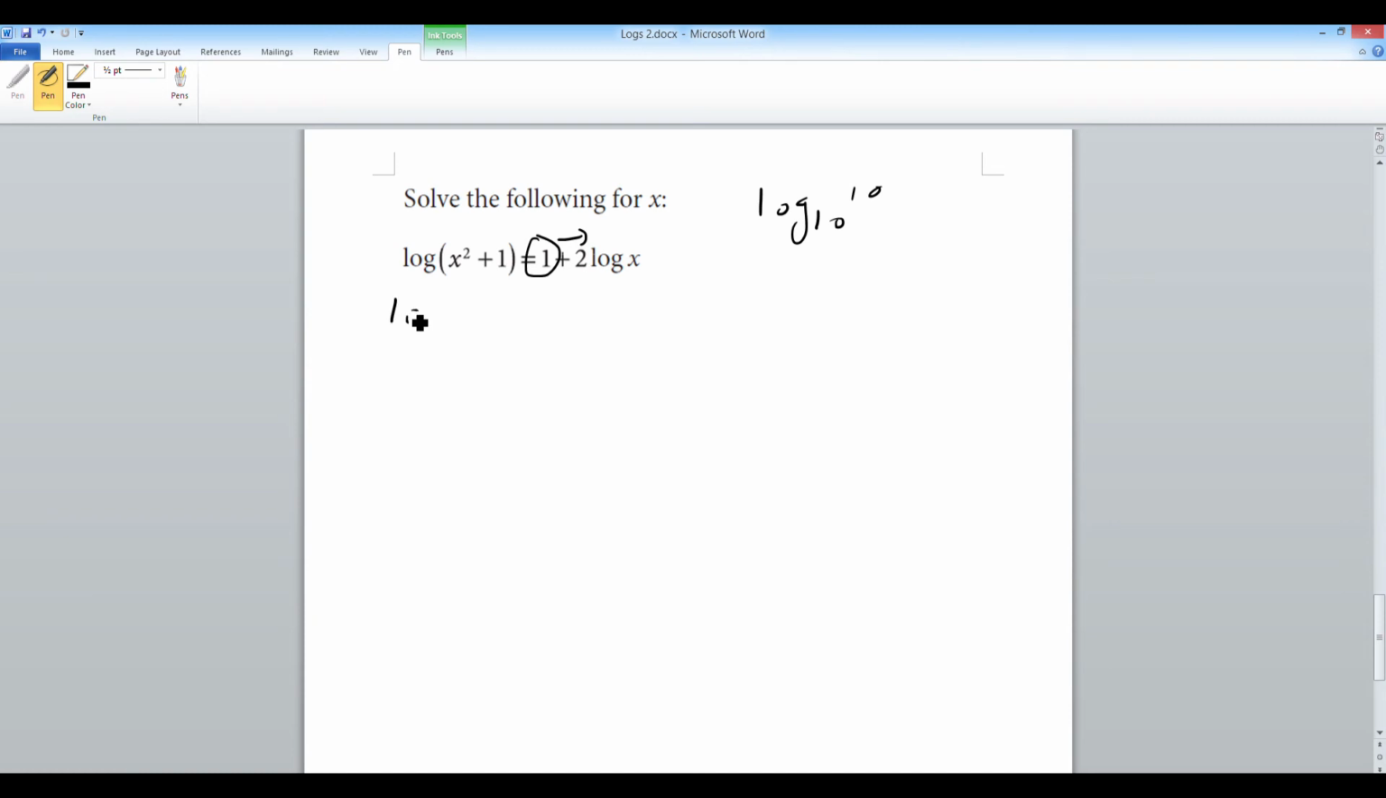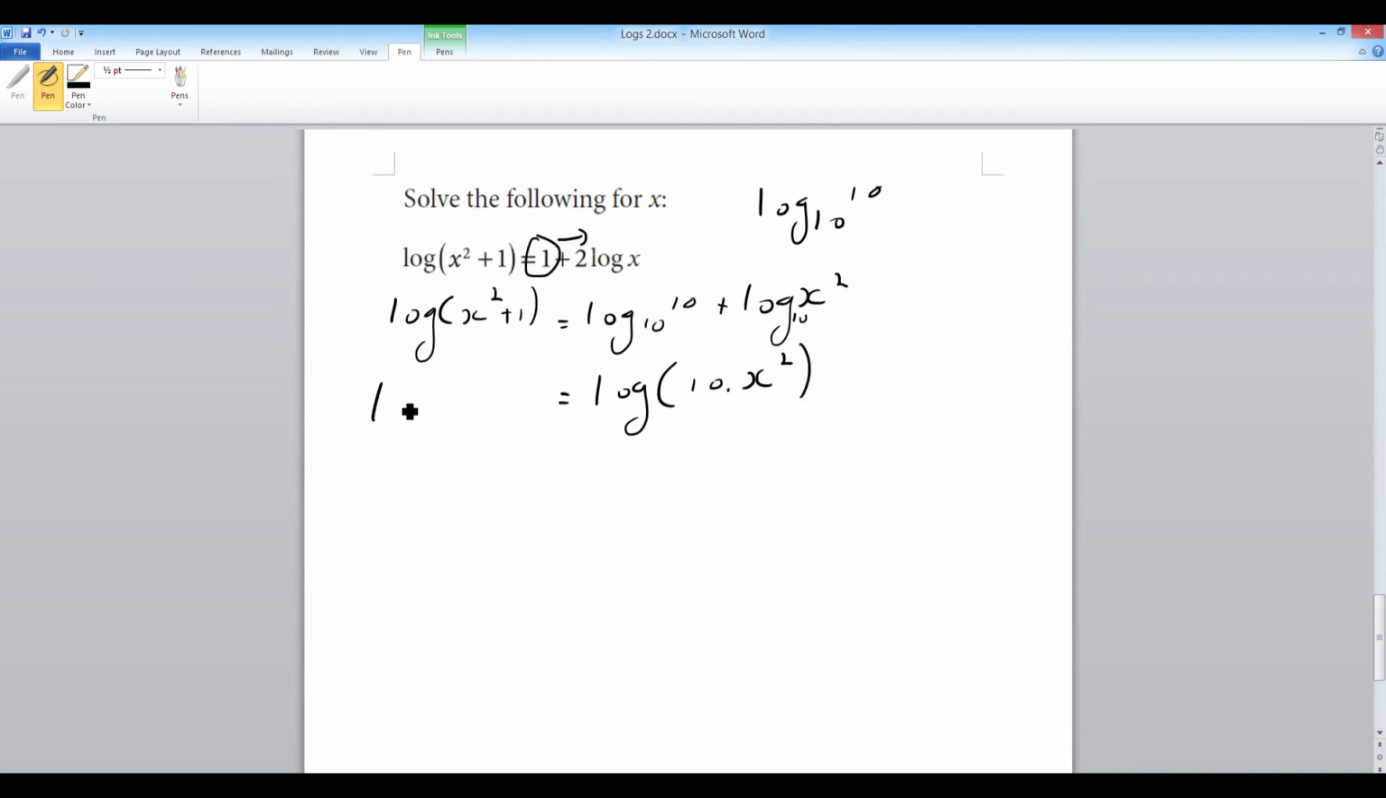So therefore, on the left hand side, log x squared plus 1 is equal to log 10 of 10 plus log x squared. What I did was I used my power rule. This 2 in front went to my power of the x. Now I notice I can use my product rule. I have the sum of two logarithms. Both of them are in base 10. So therefore, on the right hand side, I can say that this is log 10 times x squared. And on my left hand side, I can just rewrite this log x squared plus 1.